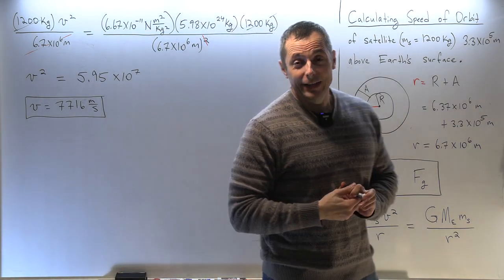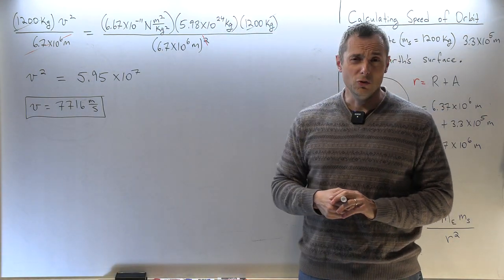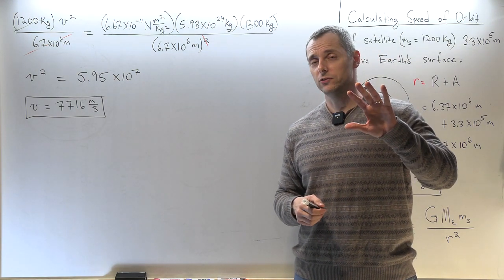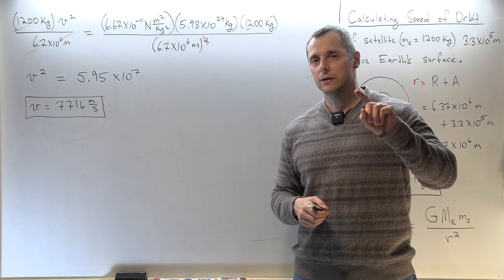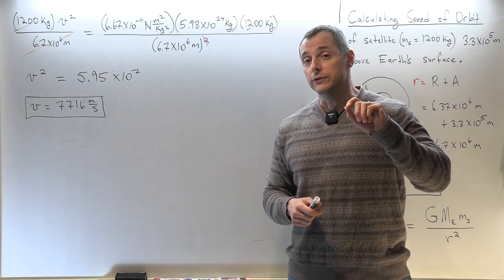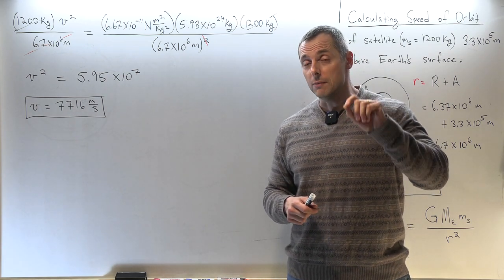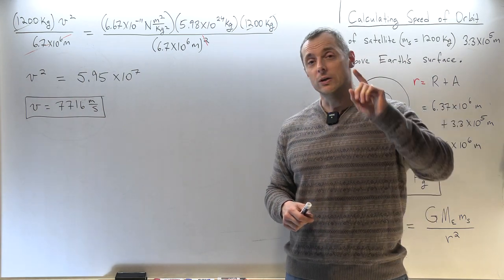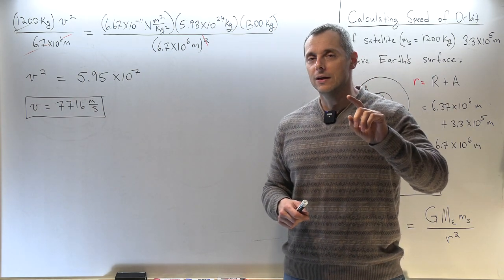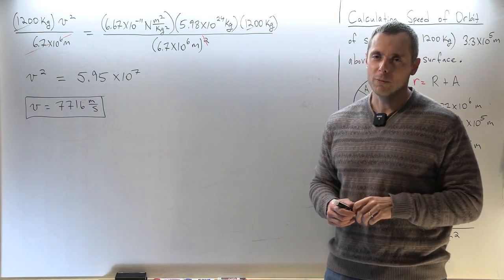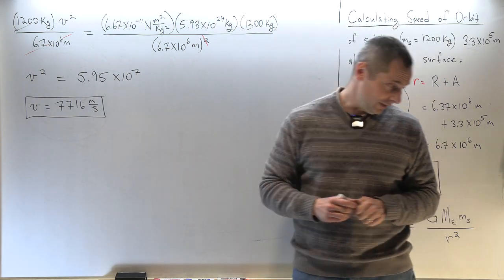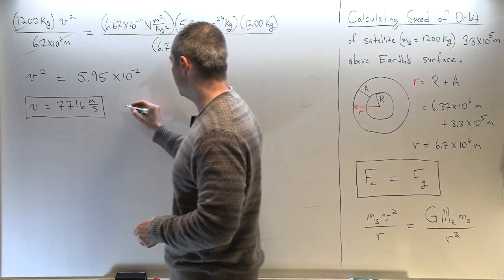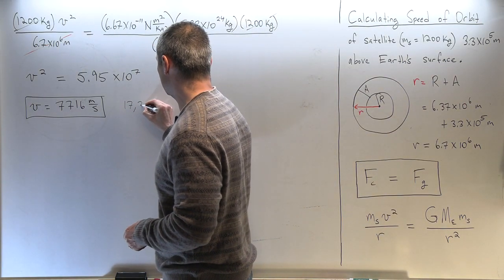Just to give you an idea, it's enormously fast. That's over 5 miles in 1 second. So from our high school, if you shot something going across the Hudson River in 1 second, that would be fast enough to go into orbit. In miles per hour, I did a conversion. It's over 17,000 miles per hour.